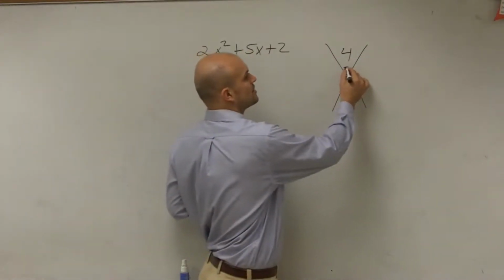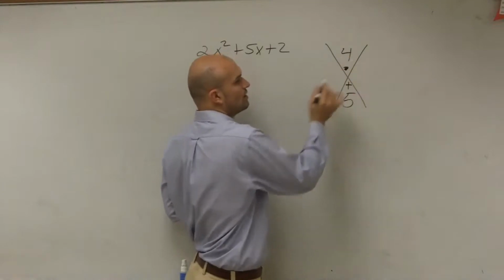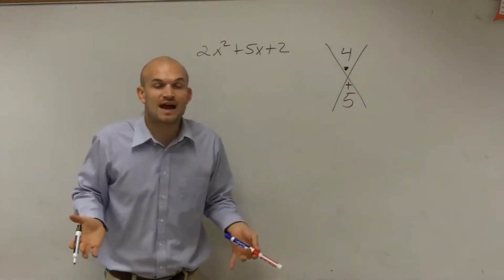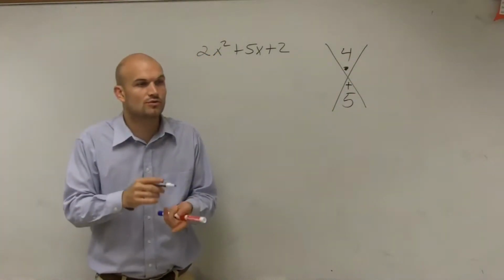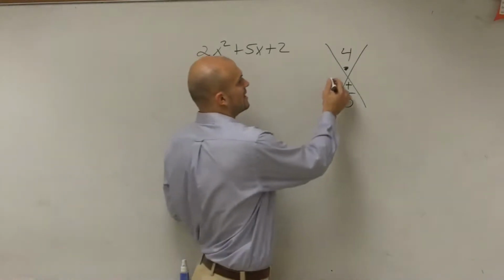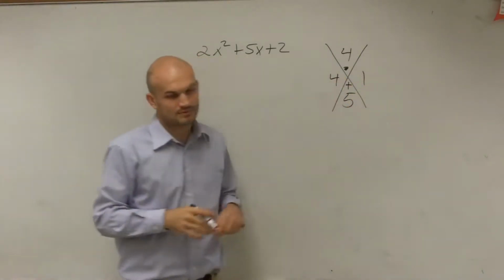And what we want to do is determine what two numbers multiply to give us 4, but add to give us 5. So we look at the factors of 4, which would be 4, 2, and 1. And we notice that, yeah, positive 4 and 1. We're going to do that.